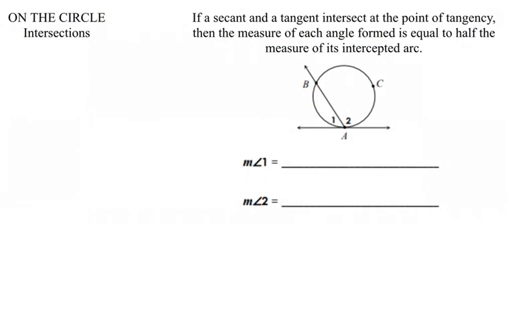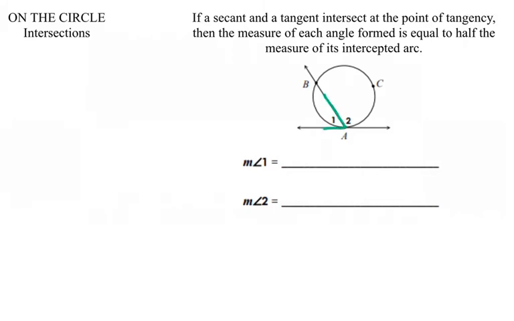Now let's look at what happens when you have intersections on the circle. I think these formulas are a little bit easier than the one we just did, but you can be the judge of that. If a secant and a tangent intersect at the point of tangency, then the measure of each angle formed is equal to half of the measure of its intercepted arc. Here's what it's saying.